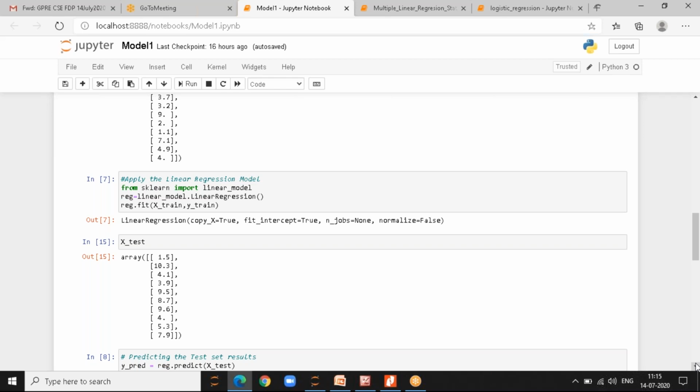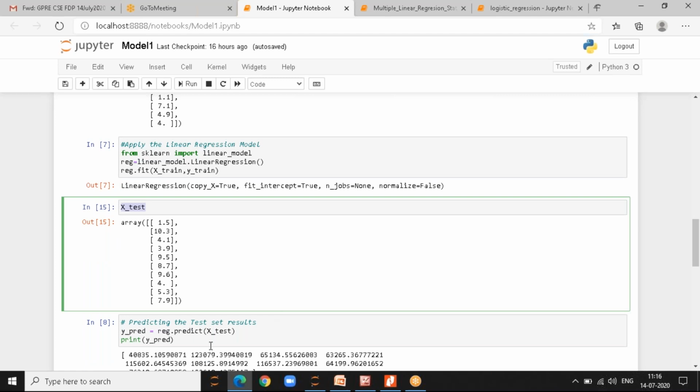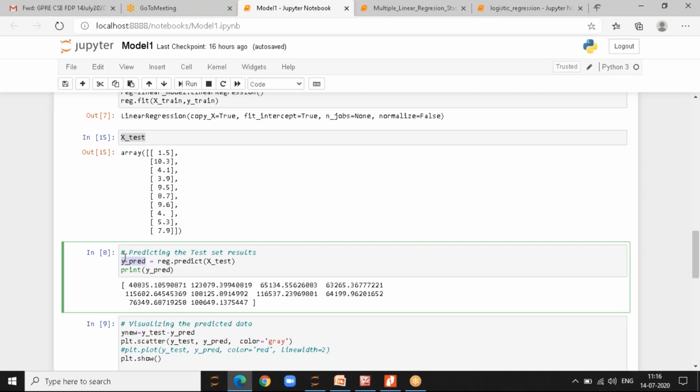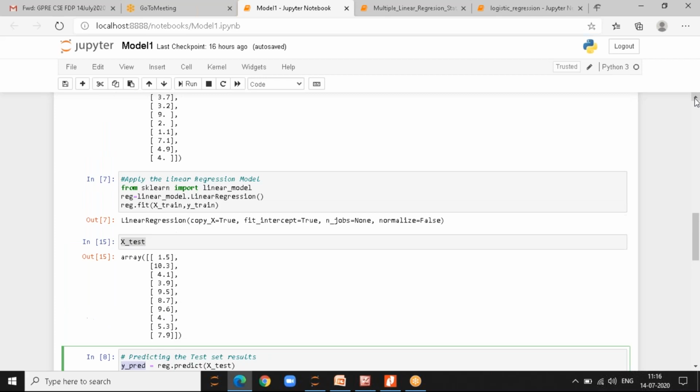Now after I got the model, I need to test it. Because I have taken this X test for my testing purpose, right? So using this regression object, I am calling the predict function for testing this X underscore test, right? It predicted some values for X underscore test, and all these values I stored in Y underscore predicted. Now these are my new predicted values, and the actual values in my data set are contained in Y underscore test.